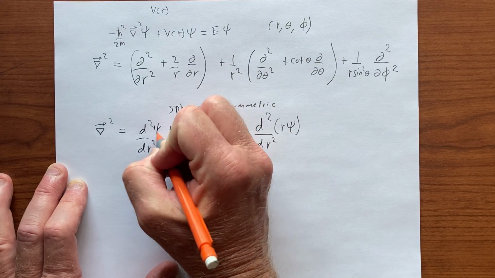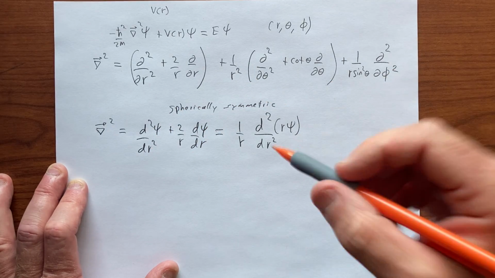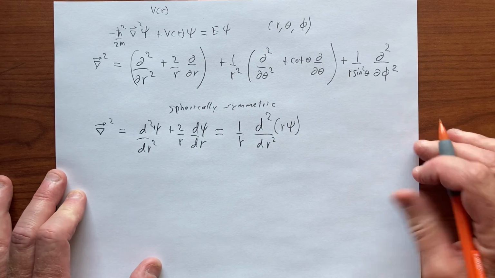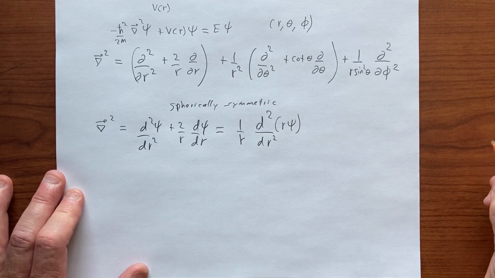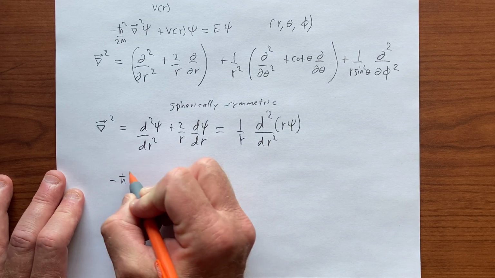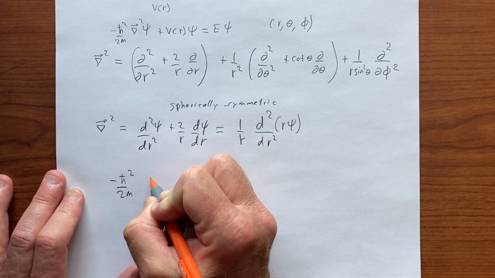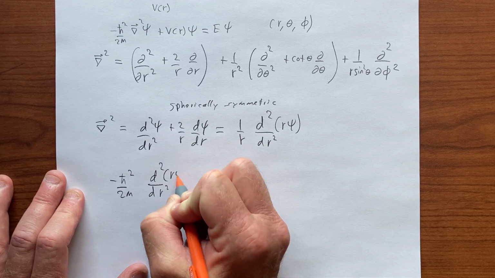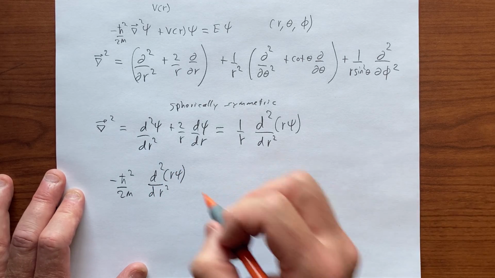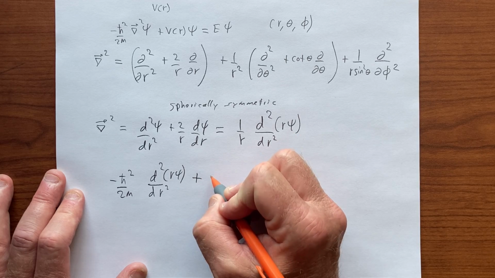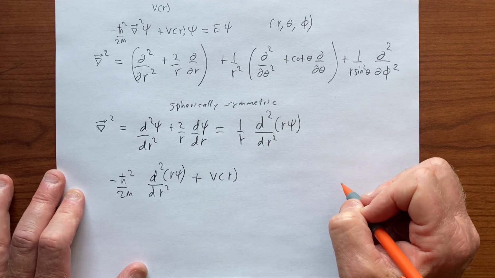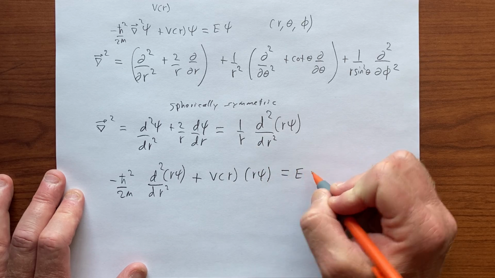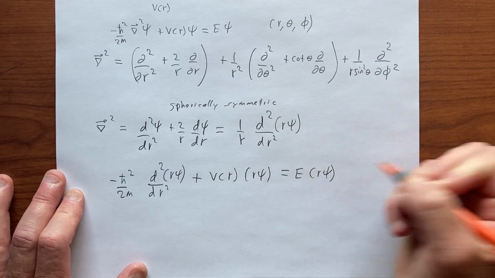Sorry, I need a psi here. So now it's the same thing, and the Schrodinger equation becomes minus h bar squared over 2m, two derivatives in r of r psi, plus potential times r psi equals E times r psi.